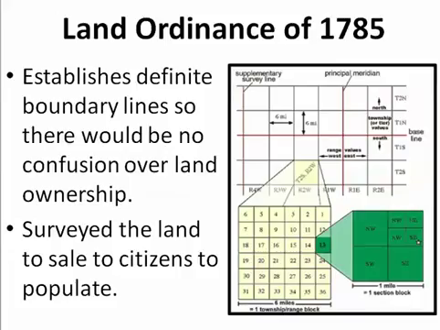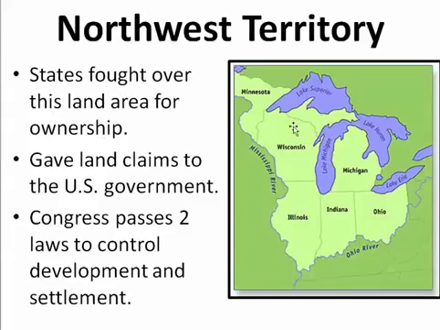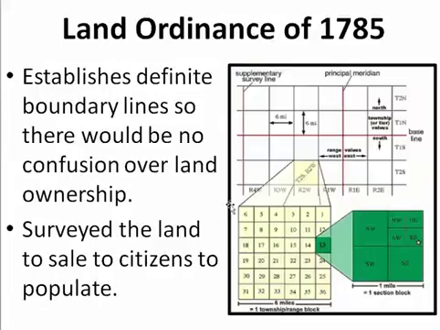All right. So the Land Ordinance of 1785 is the first law passed by the Confederation Congress, and this basically sets up a way to survey this land in the Northwest Territory. How do we survey it? They're going to survey it into what we call townships and sections.